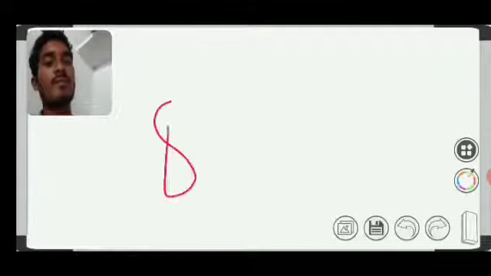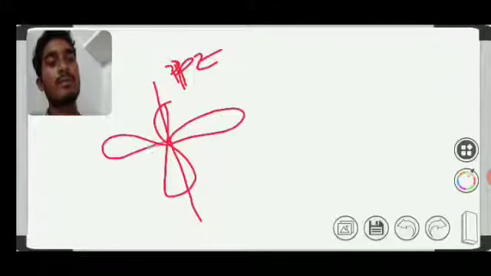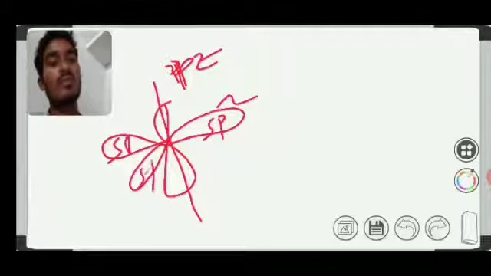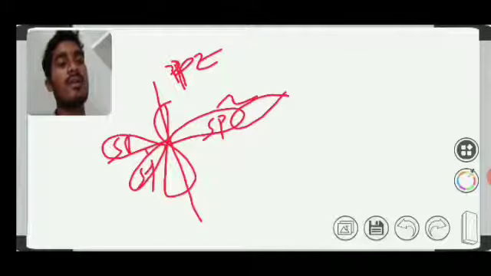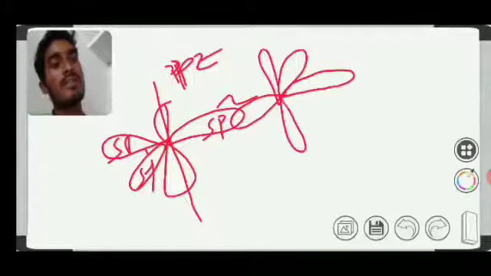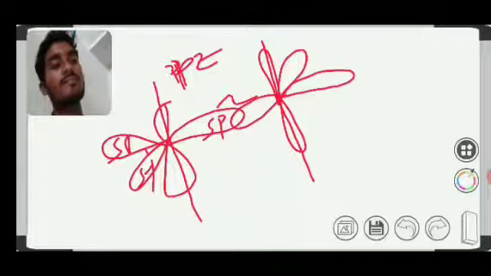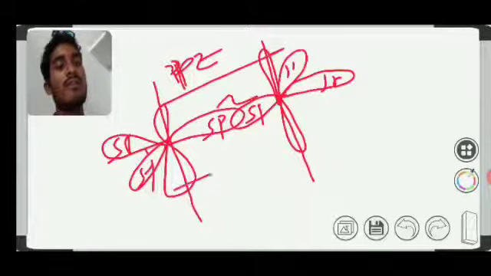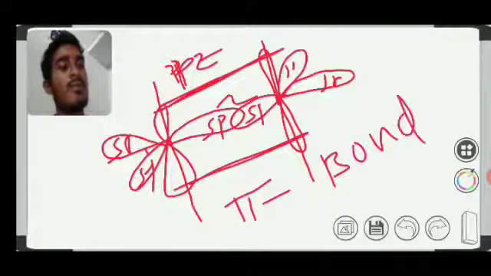So the unhybridized orbital is pz only, and the hybrid orbitals here are sp2, sp2 and sp2. This is also another orbital structure. This is also a pz orbital, the unhybridized orbital. This is also sp2, this is also sp2, with only one unhybridized orbital. It forms a pi bond. It will form a pi bond, right? So you can easily understand.